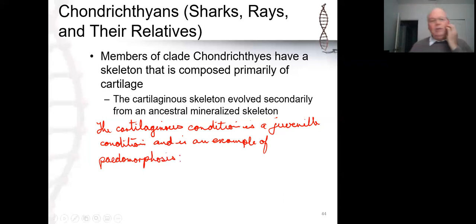So it's a really good example of pedomorphosis. Remember, that's retention of a juvenile characteristic into adulthood and sexual maturity. And as I mentioned right back at the beginning when we were talking about the phylogeny of vertebrates, some sharks have a vestigial trace of the mineralized skeleton in the form of a small bony structure at the base of the dorsal fin. That's the large fin on the back of the shark.